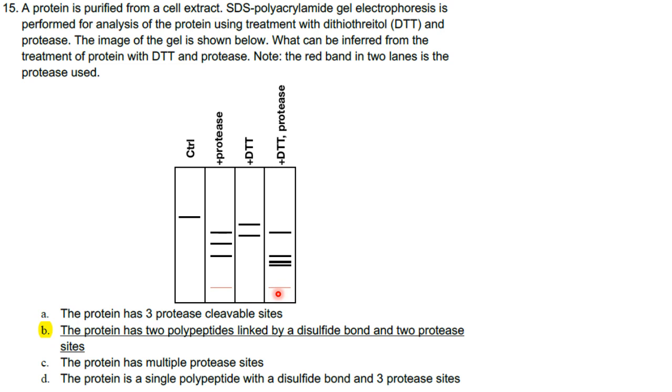So DTT reduces disulfide bridges. So the protein has two polypeptides, because with the DTT you get two bands linked by disulfide bond. Because it reduces disulfide bridges, there are two polypeptides which are linked by disulfide bonds. You get two bands upon treatment with DTT and two protease sites. That is why you get three bands upon treatment with protease. There are two protease sites on the polypeptide. So the answer here is option B.